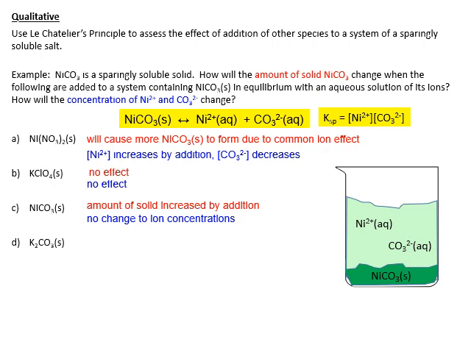What about adding potassium carbonate? Addition of potassium carbonate adds carbonate ions to the solution. This is similar to the situation where a product was added. So the reaction will shift backwards towards reactants, forming more solid and reducing the concentration of nickel ions in solution.